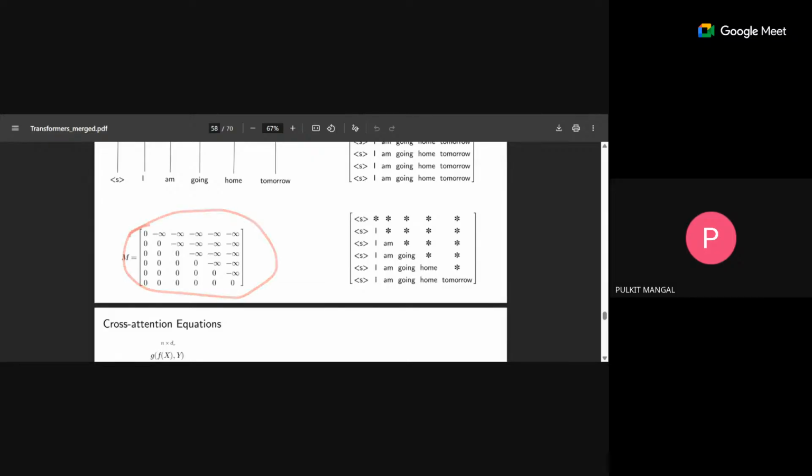It's a kind of triangular matrix, in which all entries below the diagonal will be 0, and above the diagonal it will be negative infinity. In terms of the masked representation, this is how it will happen. First, only the starting token will be visible and everything else masked. Then I am going home. Then I am going home tomorrow.